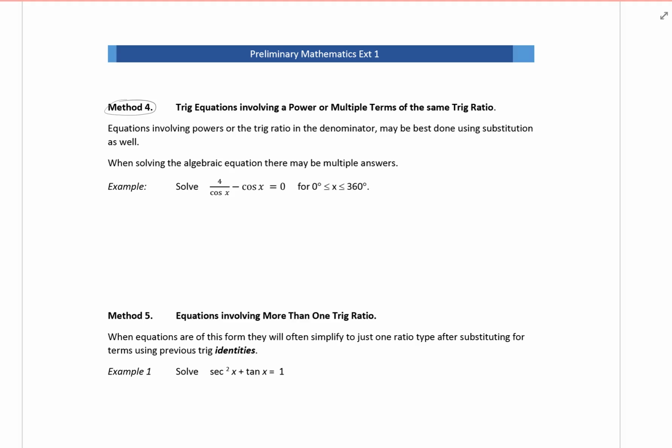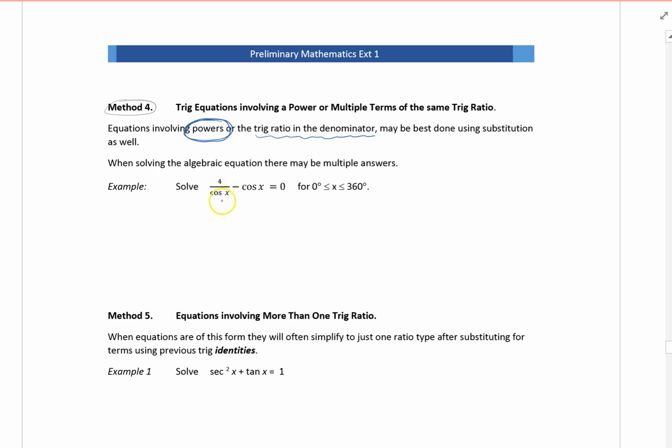Recognising the need to use method 4 should be fairly easy, in that in the trig equation, you'll see that there is a trig ratio in the denominator, possibly, or trig ratios being raised to a power. And if you look at this example, you'll see what I mean.